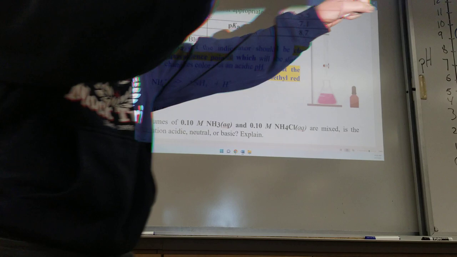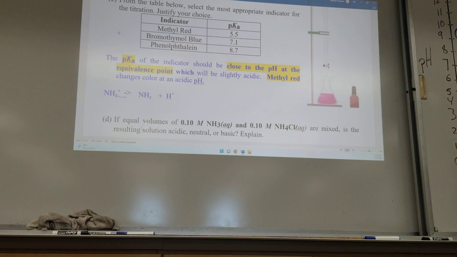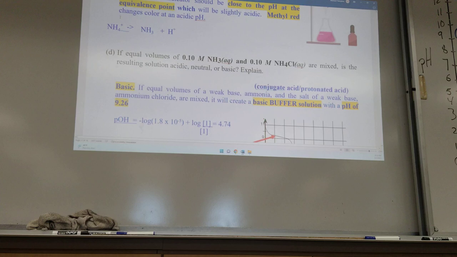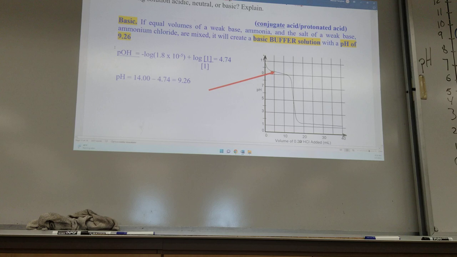Oh, it's 9.26. You have to recognize it as a buffer, and you have to calculate the pH. It is 9.26. It's basic. If equal volumes of a weak base, ammonia, and the salt of a weak base, ammonium chloride, are mixed, it will create a basic buffer solution with a pH of 9.26.